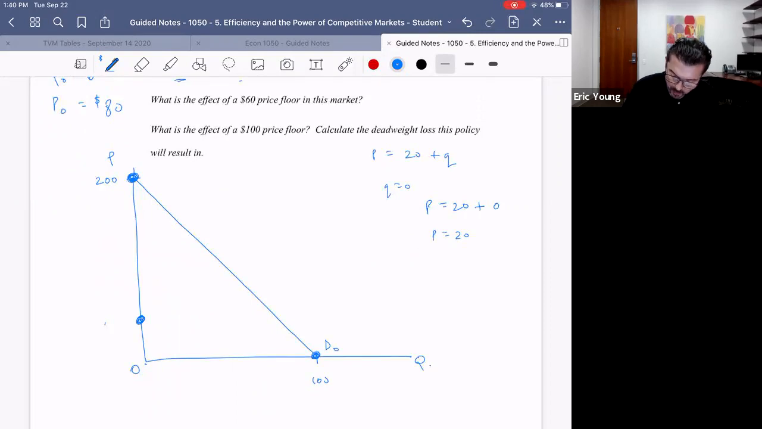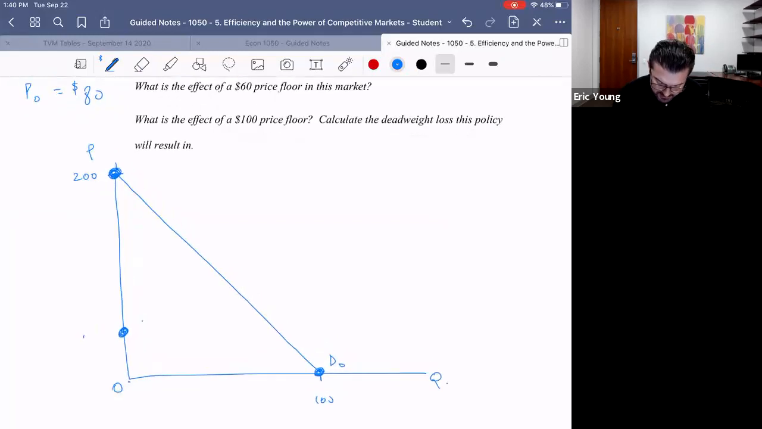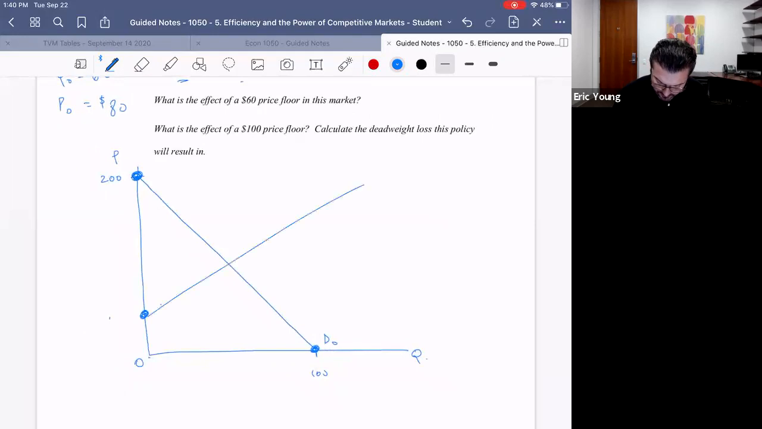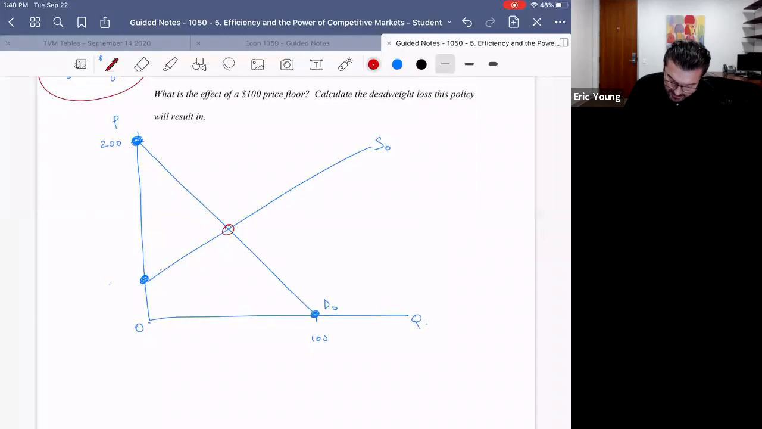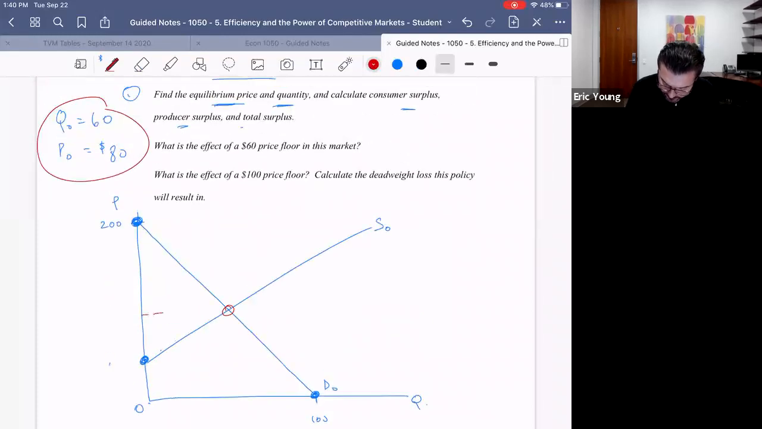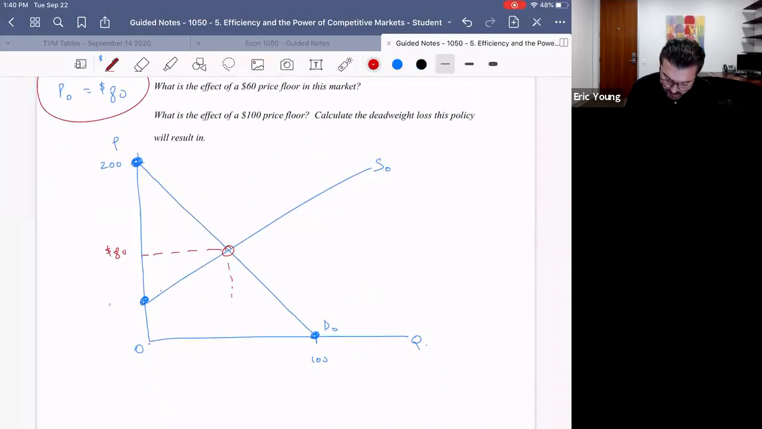Now, you could go the other way and figure out some other points, but there's actually an easier way to do it. Let's just, for whatever reason, draw a supply curve. It's going to look like this. And what we know already is that at equilibrium, let's pull these two numbers down. The equilibrium price is going to be 80, and the equilibrium quantity is going to be 60.